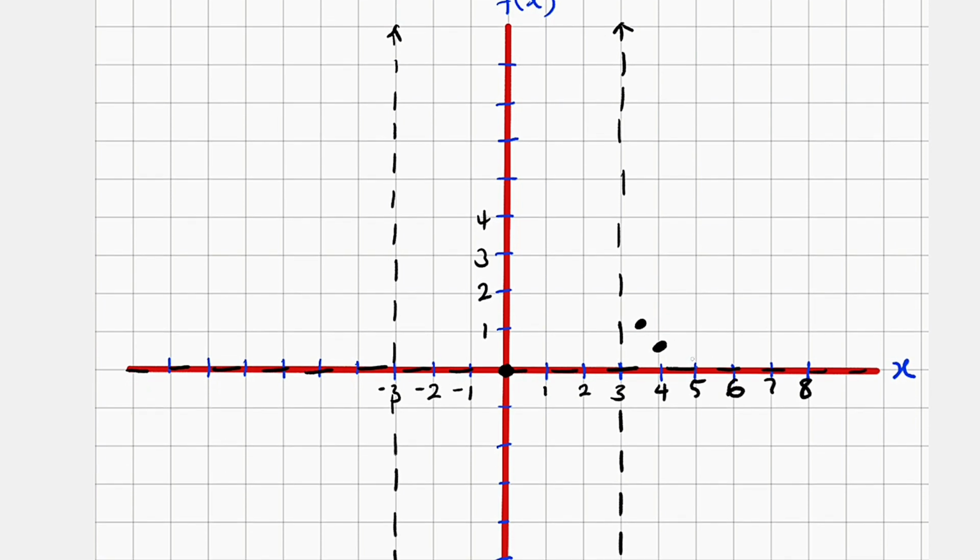0.3, we have something like this. So let me test, I can even test 8. Remember that the curve can go closer and closer to the x-axis, but it will never touch that axis. So let me test for 8.